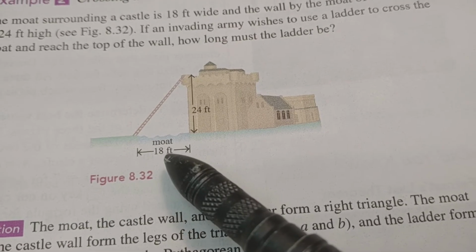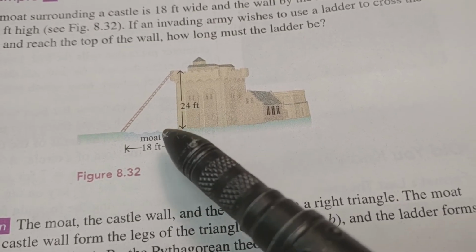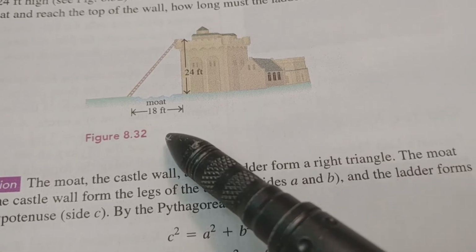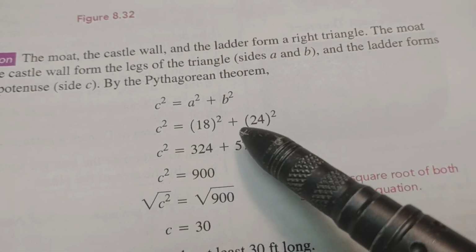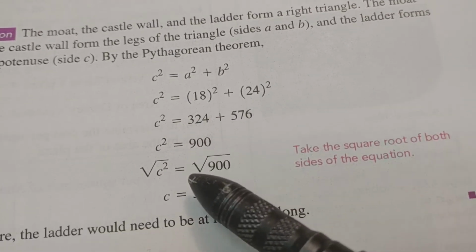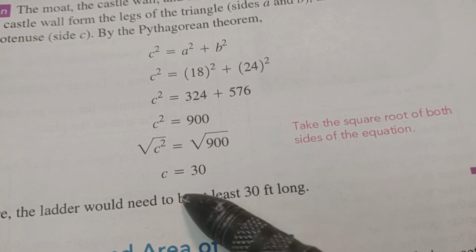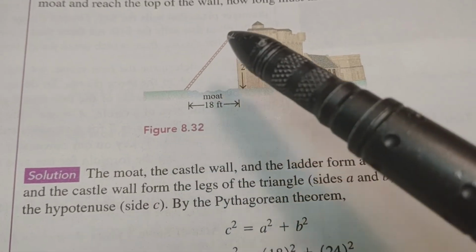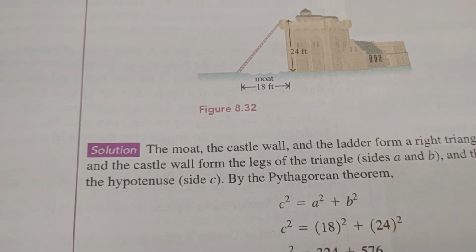So we can use 24 squared and 18 feet squared, which is what we have here. Add those together, take the square root, and we get 30 feet. So the ladder has to be 30 feet in order for us to be able to get across the moat.